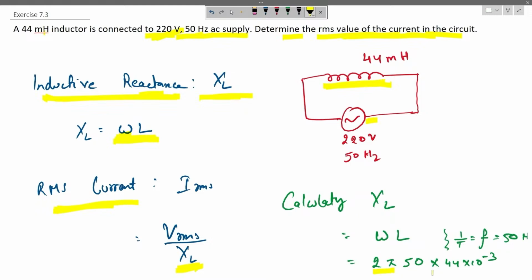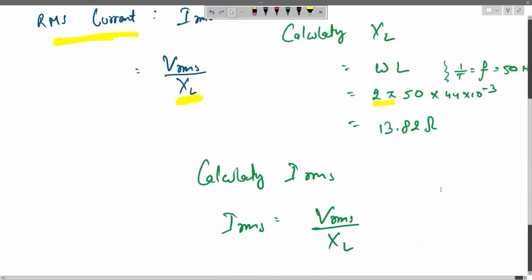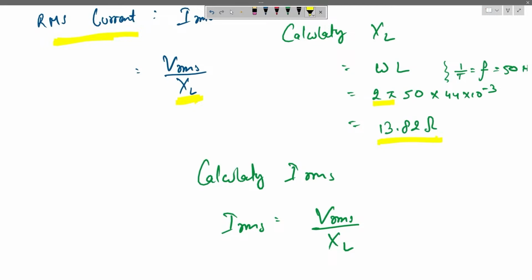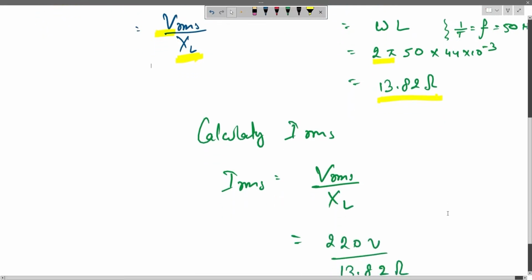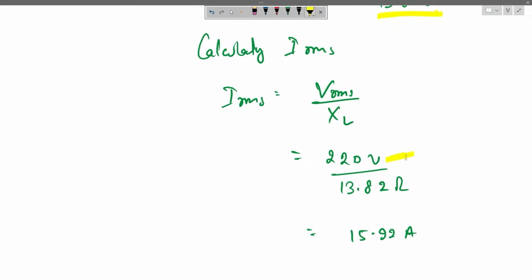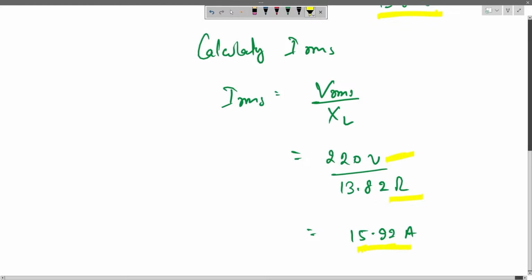So the value of XL is going to be 2 pi times 50 multiplied by 44 into 10 to the power minus 3, because it is 44 millihenry. Upon calculating, we get the value of XL as 13.82 ohm. Now IRMS is equal to VRMS divided by XL. VRMS is 220 volt, which is given in the question, and XL is 13.82 ohm. So the answer would be 15.92 ampere.